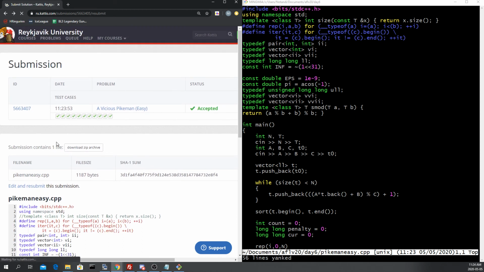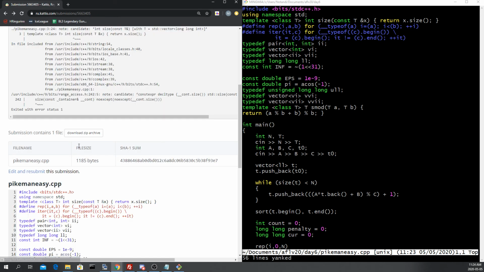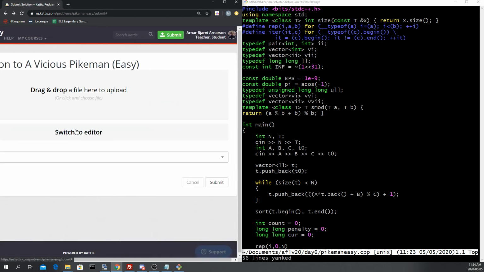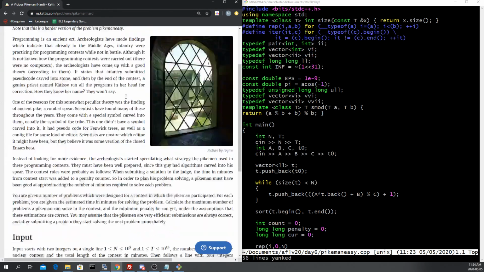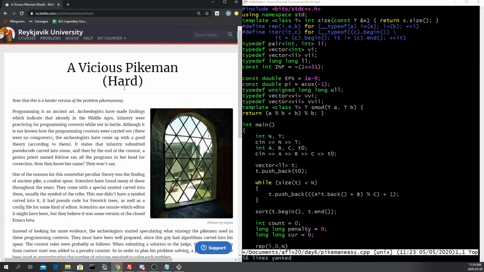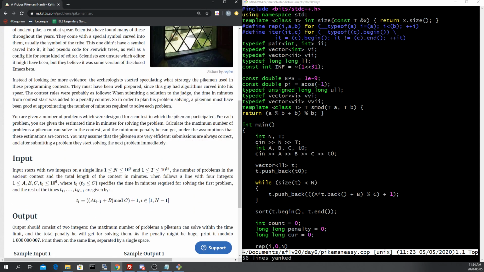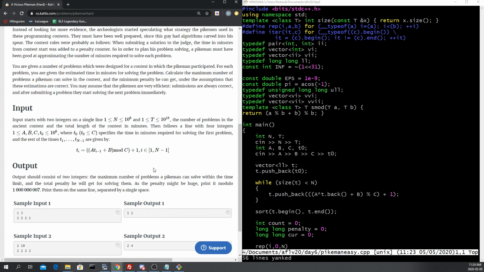Now it's not part of the problem set, but there's a more difficult version of the problem, which if you're interested, you can look at. So what changes here is n grows larger, t grows larger, and that's it.